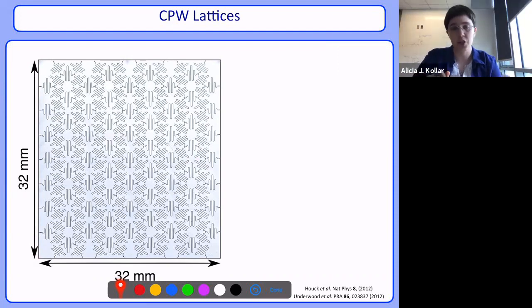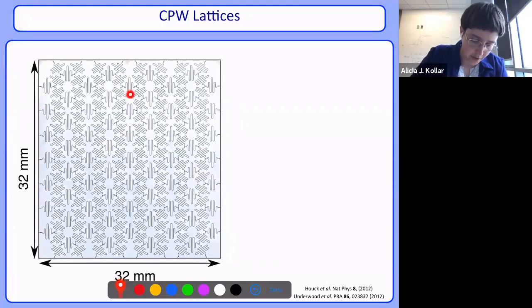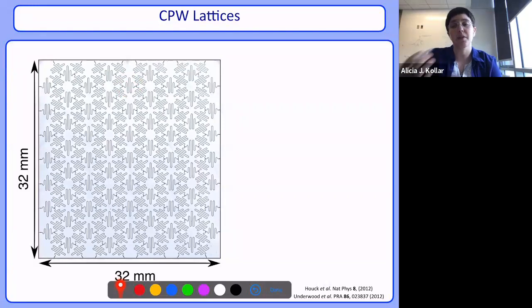So this is a photograph of a chip that was made in the Houck group at Princeton, maybe 5 or 10 years ago now. And so each of these squiggly lines is one of the coplanar waveguide resonators that I showed on the previous slide. And they converge at these little black dots.